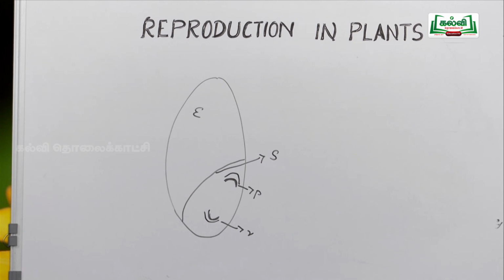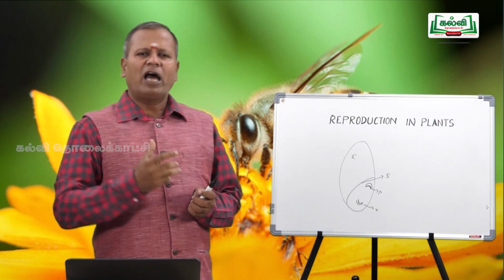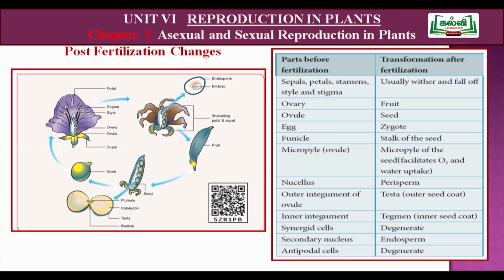Then post-fertilization changes. What are the changes that take place in the ovary or in the carpel or in the gynoecium after fertilization? Point number 1, what will happen to sepals, petals, stamens in carpel? Sepal, petal, stamen, style, stigma usually wither off. Sepal withers off or falls, petals, stamen, style and stigma are of no use. The ovary is converted into fruit. After fertilization, the ovary is converted into the fruit wall or the pericarp with 3 parts, namely epicarp, mesocarp and the endocarp, and the ovules.